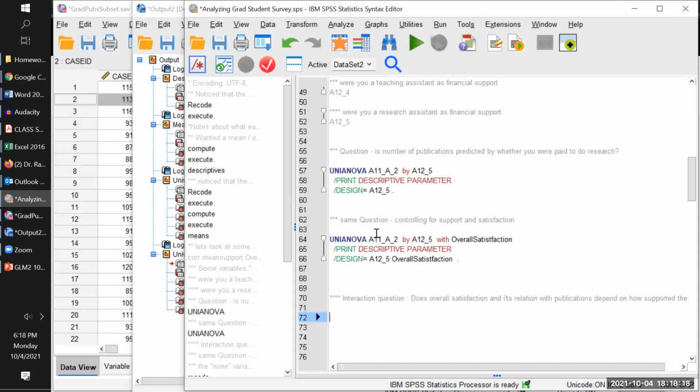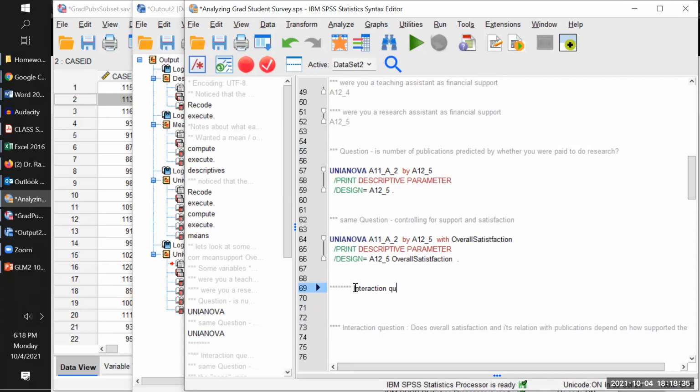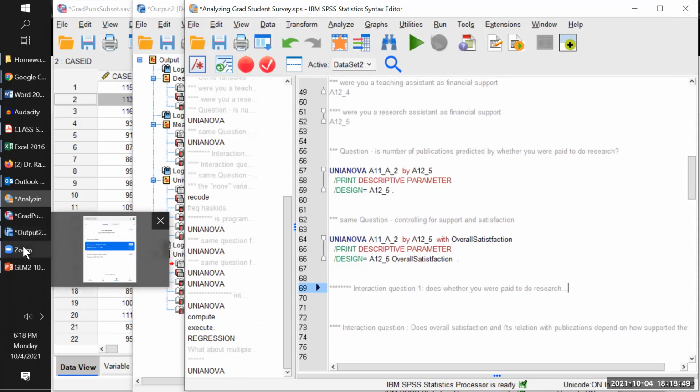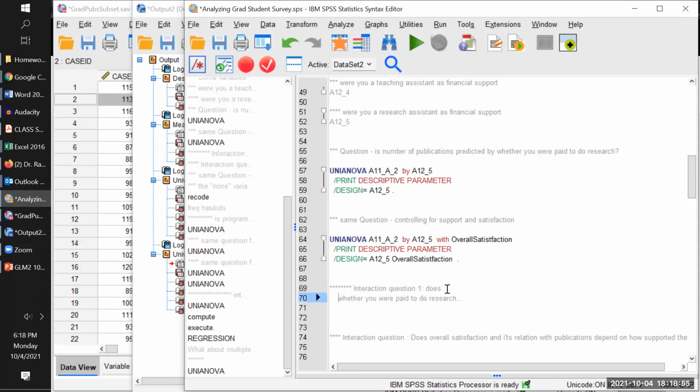Right now I have whether you're paid to do research. Can we do one? Let's do that one next. So hold on that one. Can we do another interaction question that has to do with how you're paid to do research? Anybody at home have an idea? Does the overall satisfaction in the relationship with publication depend on research?